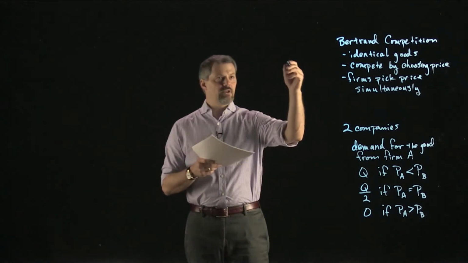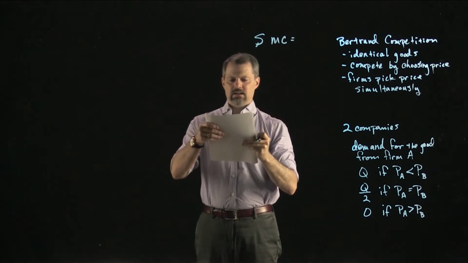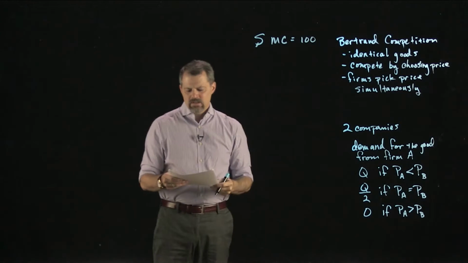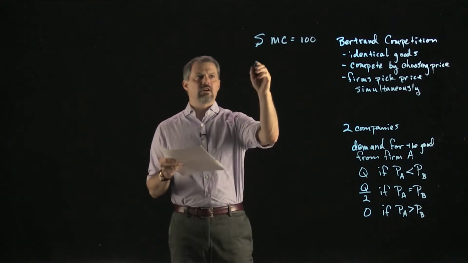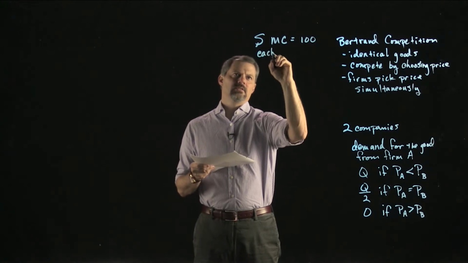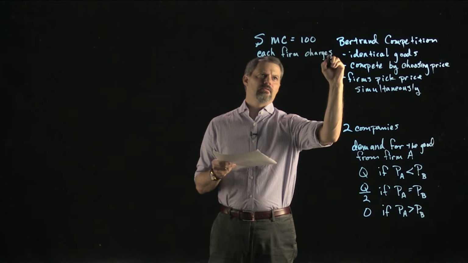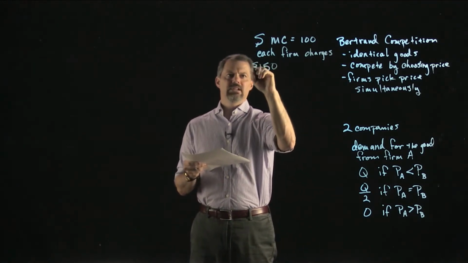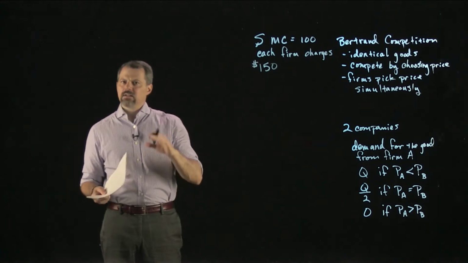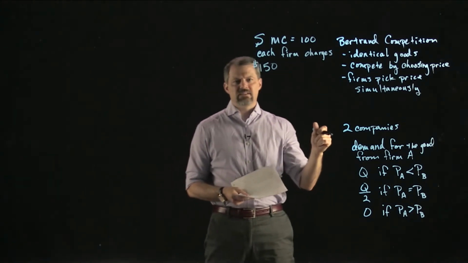Let's suppose that marginal cost is equal to, let's make it, 100. And let's suppose each firm starts by charging a price of $150. Each firm charges $150. We need to start someplace, so let's just start there. Now let's think about what each firm has an incentive to do.